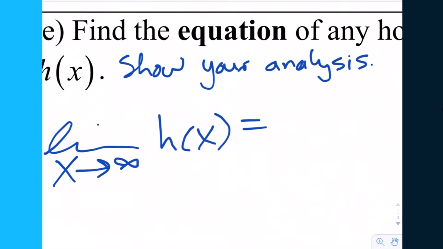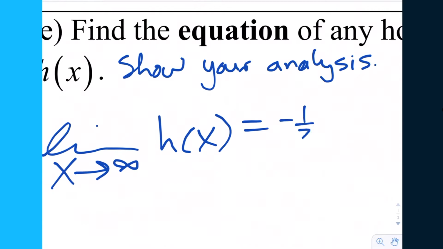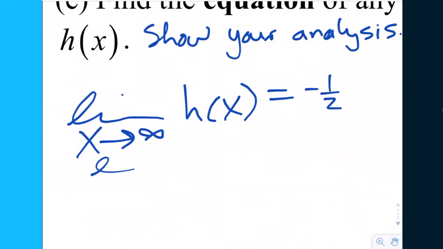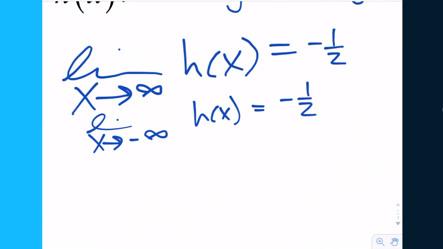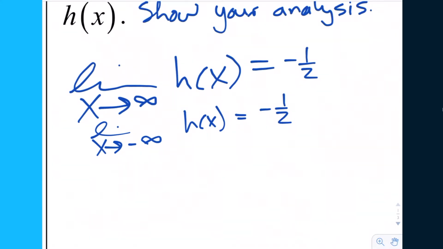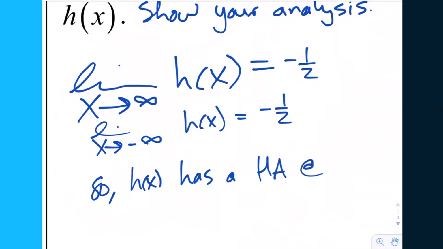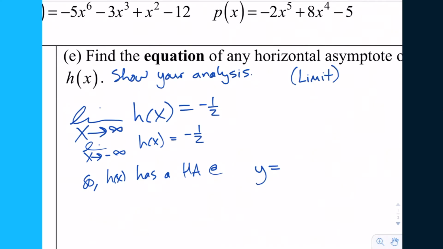Now with the analysis, the limit is negative 1/2. And if you did the other end, the limit as x goes to negative infinity of h of x, that would also equal negative 1/2. So because the limit equals negative 1/2, we know that there is a horizontal asymptote. So h of x has a horizontal asymptote at y equals negative 1/2.